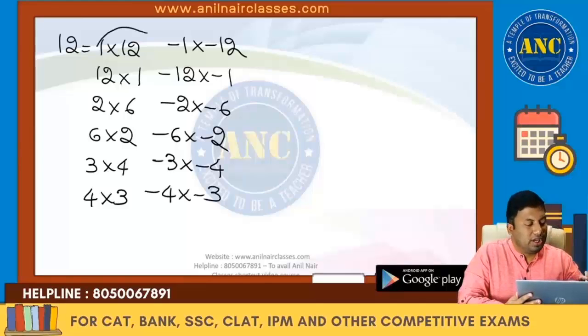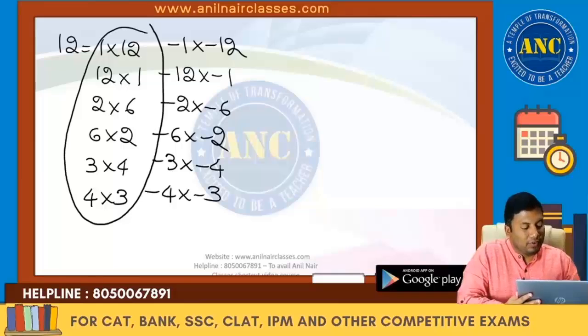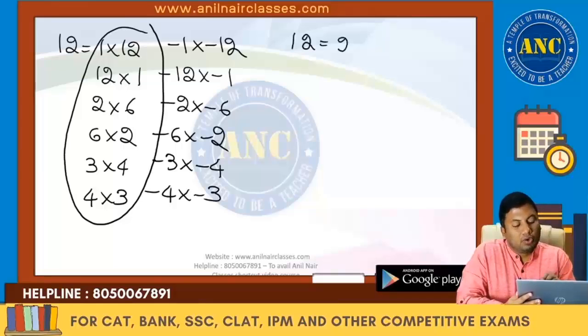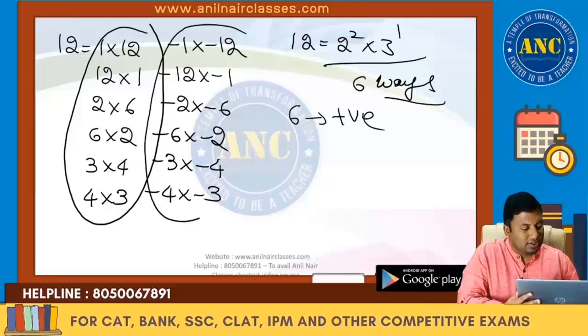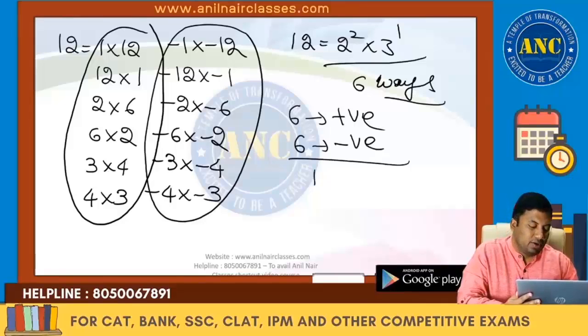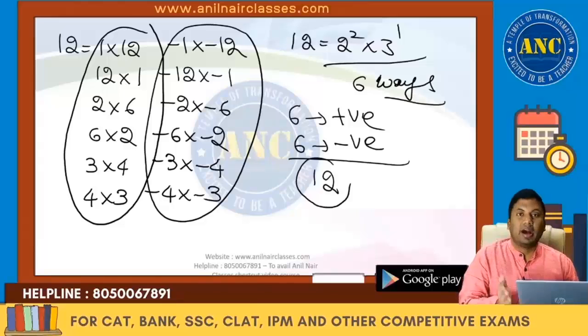So if you see, 12 is nothing but 2 square into 3 power 1. That is 3 into 2, total 6 ways. 1, 2, 3, 4, 5, 6. I got 6 positive cases and 6 negative cases. 6 positive, 6 negative. Total cases are 12. I hope it is clear.